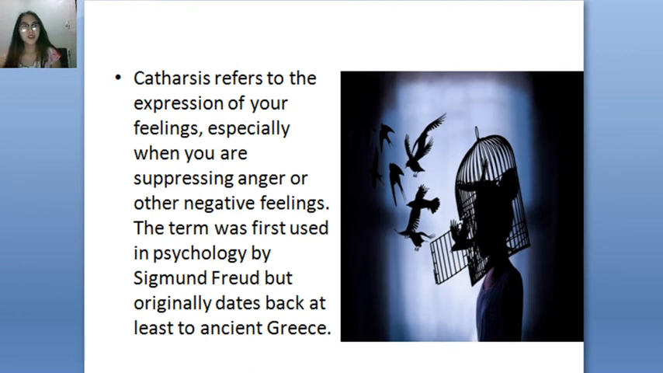However, yung term talaga na to was first used in psychology by Freud talaga. But it originally dates back at least to ancient Greece. Doon sa mga ancient Greece pa talaga nag-start yung term na to. Pero si Sigmund Freud yung una. Okay? Tandaan natin yan.